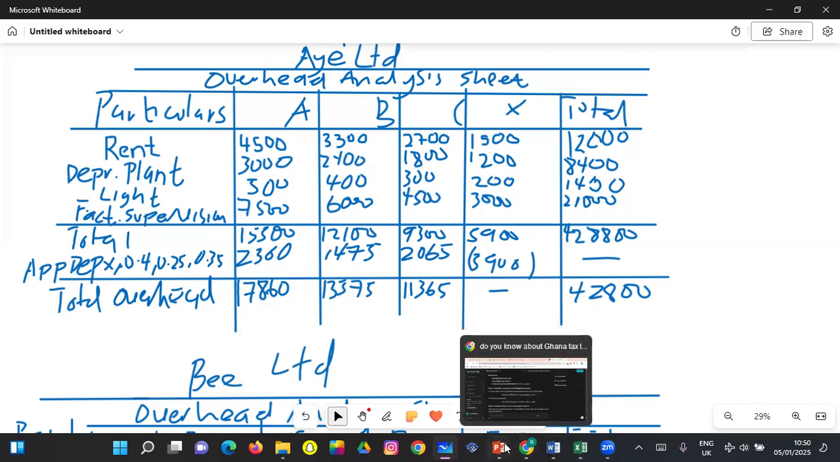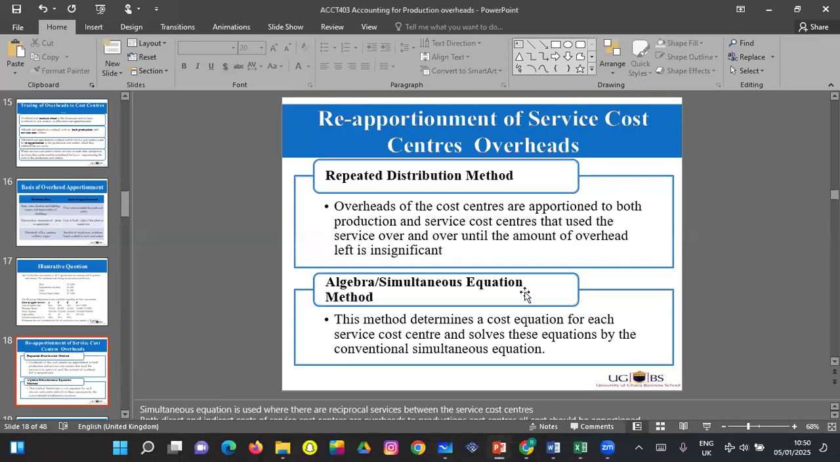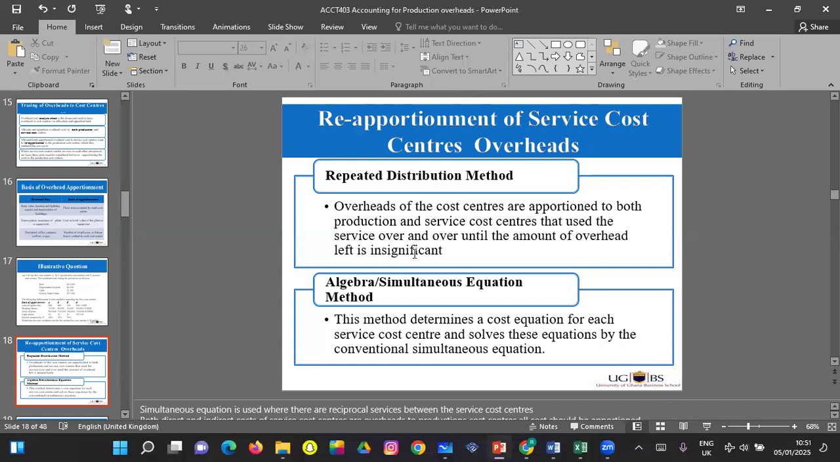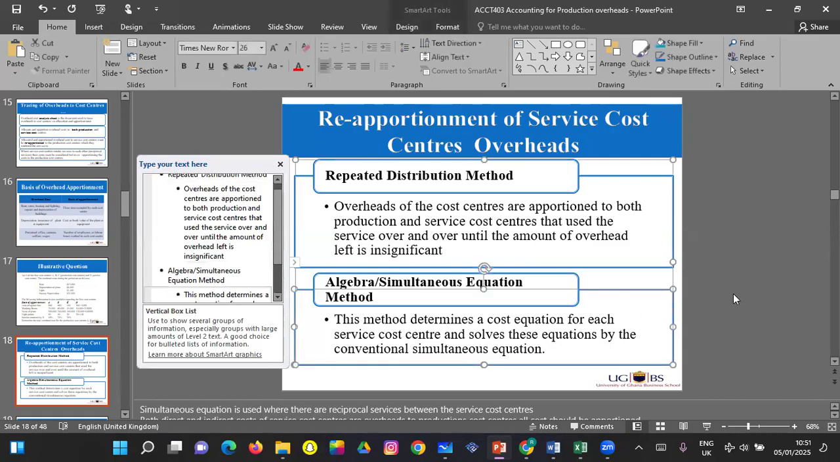We'll look at an example very soon. So we have two methods. We have the repeated distribution method, and we also have the algebra method, or the simultaneous equation method. We are going to do all of these here. In the repeated distribution method, the overhead of the service cost centers is apportioned to both production and service cost centers over and over until the amount of overhead left is insignificant. The algebra method determines a cost equation for each service cost center and then solves these equations by conventional simultaneous equations.